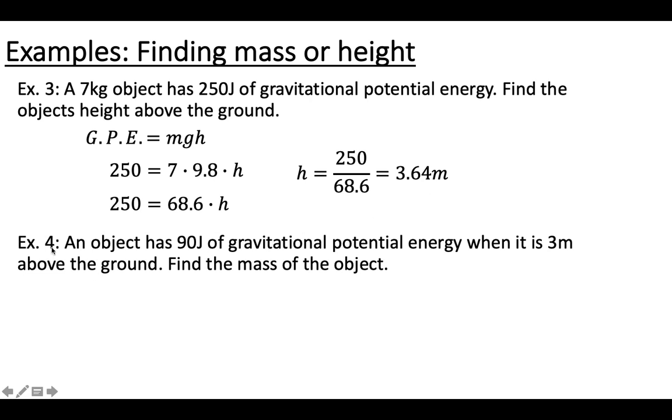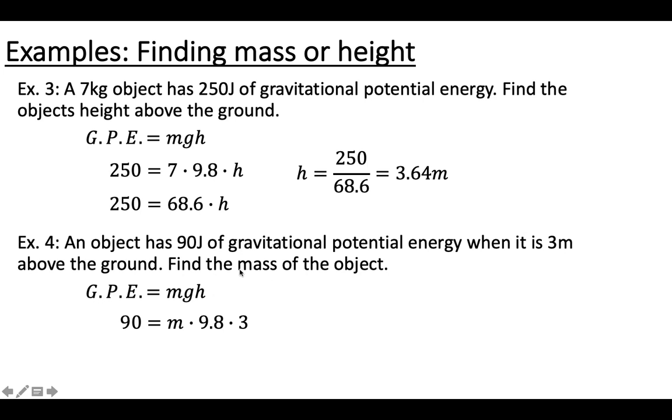Okay, let's do one more. It's the last one. An object has 90 joules of gravitational potential energy when it is 3 meters above the ground. Find the mass of the object. So, same equation: GPE equals m times g times h. 90 joules of gravitational potential energy, so 90 goes in the GPE spot. And 3 meters above the ground, so that's a height, so 3 goes in the h spot. g is 9.8 like it should be. And m is what we don't know.